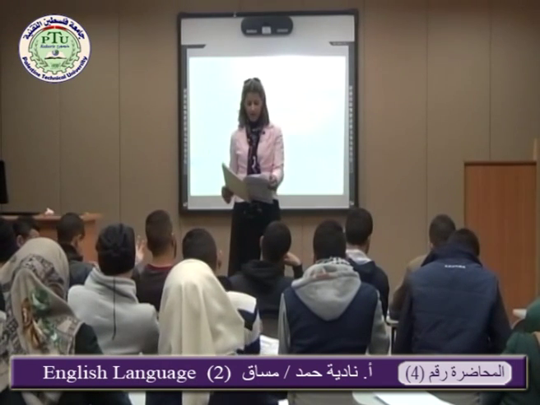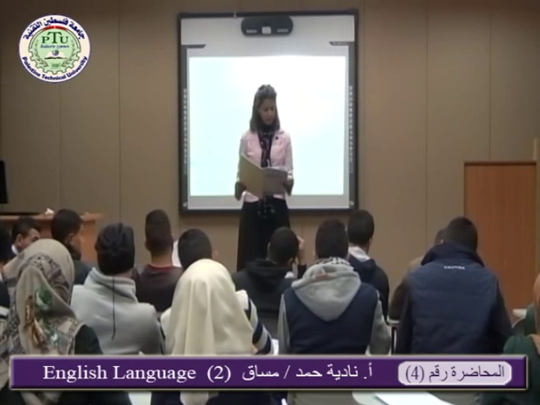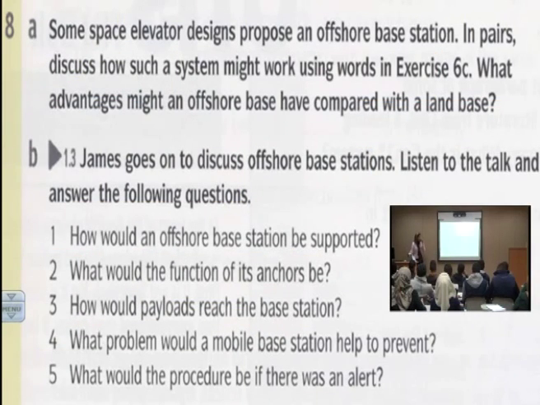Let's go together to number 8. We have here a question. Some space elevator designs propose an offshore base station. You underline the words offshore base station. So we have two kinds of base station. Some of the stations are on the land, and some of them are in the oceans or in the sea, so we call it offshore. In pairs, discuss how such a system might work using words in exercise C6.